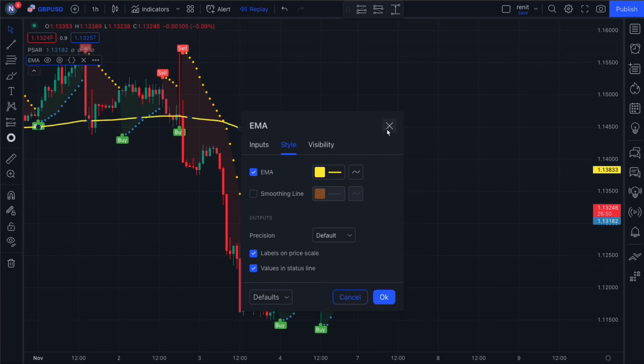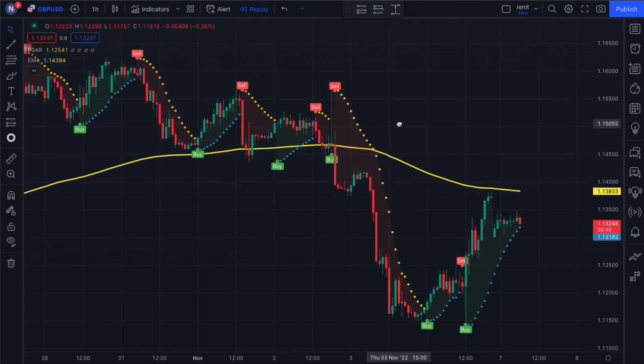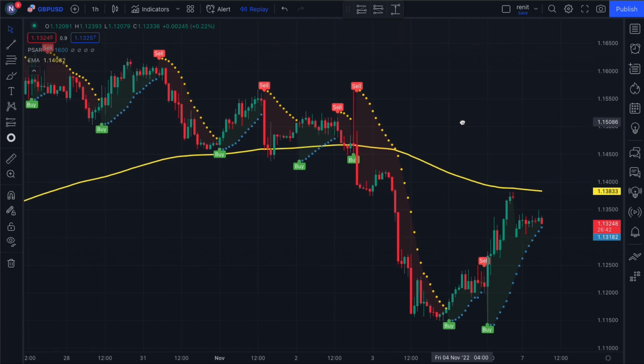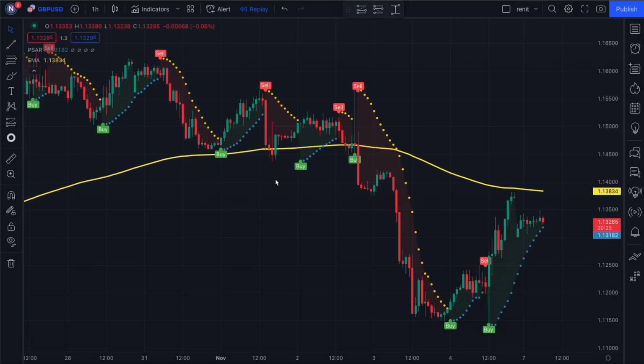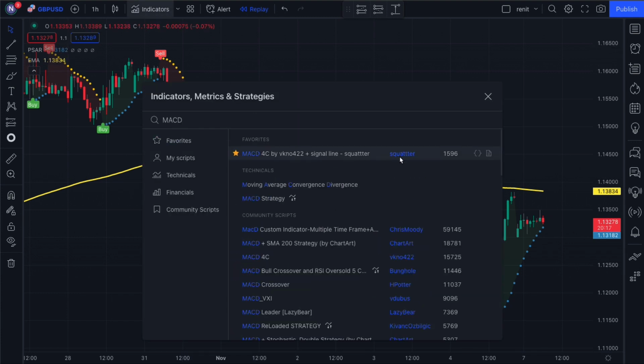You can have any thickness you want, but I'll be using the second option closest to the right here so that it's easier for me to see it on my chart. Now what this will do is just help us stand out with the rules I'm going to show you in a minute. Okay, so we have one last indicator which is called MACD indicator. So again, heading up to the indicators tab and search for MACD. And it's this one right here by Squatter.